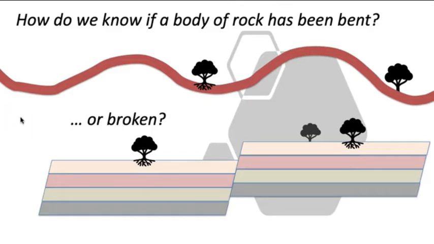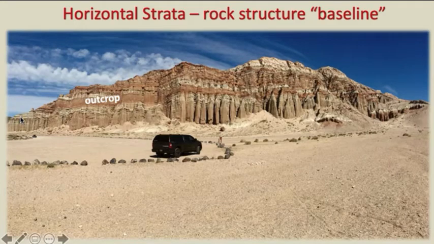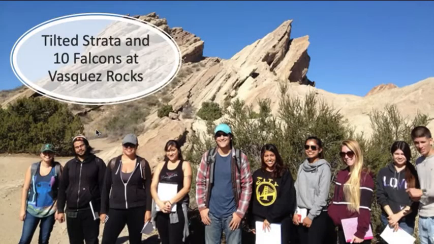How do we know if a body of rock has been bent or broken? We use a body of undeformed sedimentary rock as a baseline or starting point. This is a photograph of an outcrop of sedimentary rock. As you might recall, Steno's law of original horizontality states that sedimentary rock are made in nearly horizontal layers, known as strata. Considering this fact, we can use the horizontal strata of sedimentary rock as a baseline. Where we observe that sedimentary rock is no longer horizontal, we know that the crust has been subjected to deformation.